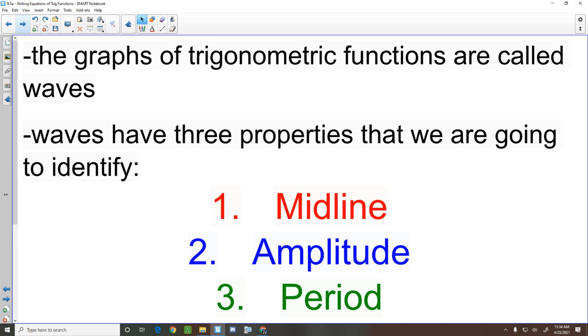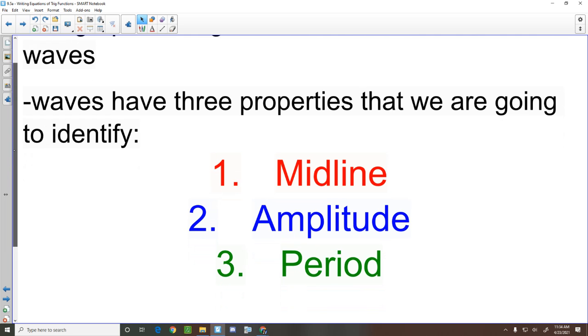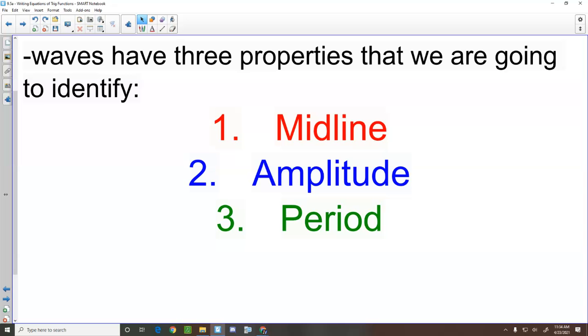There are three specific properties or features of these graphs that we're going to look at, analyze, and determine, and they're written right here. We need to identify the midline of the wave, the amplitude of the wave, and the period of the wave. So we're going to look at what each of these look like on the graph and how to identify them and their values. And then based on those, we can write an equation for it.